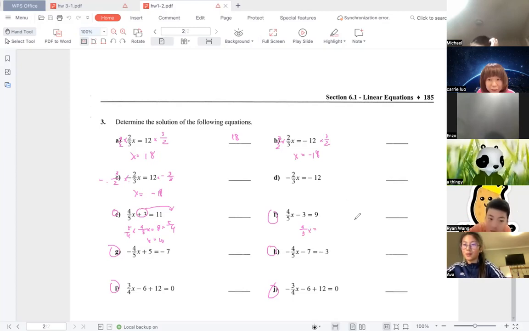So what did you do? I just added 3 and 9, which equals 12. So 4/5 x equals 12. Then if you divide 12 by 4, it's 3. So each 1/5 would be 3. So I did 3 times 5 equals 15. So x would equal 15.